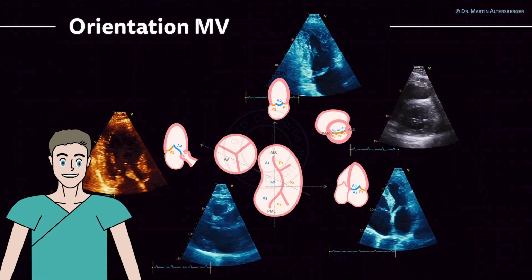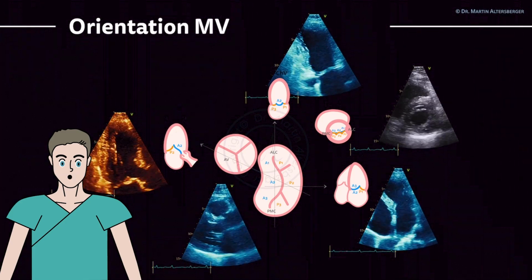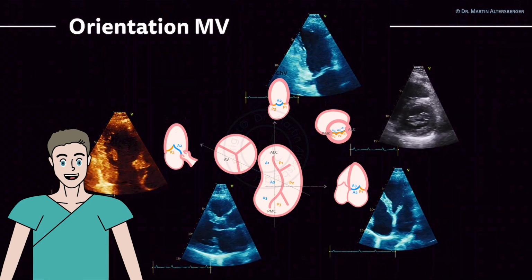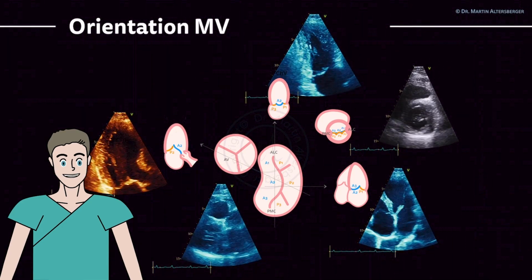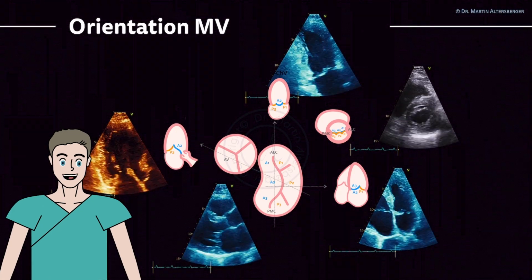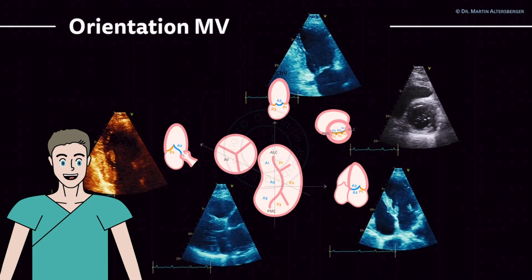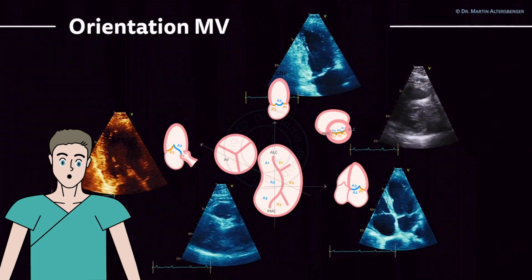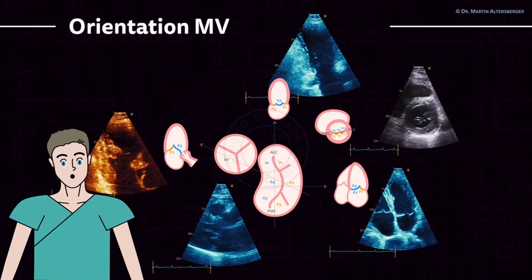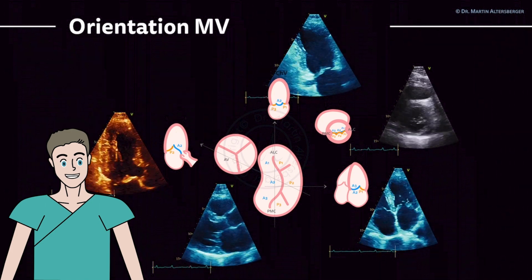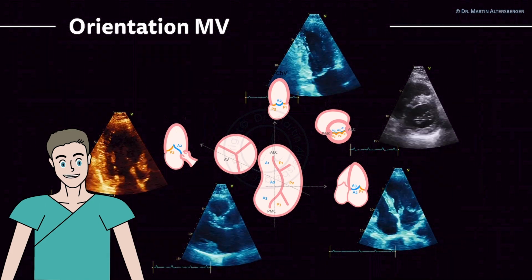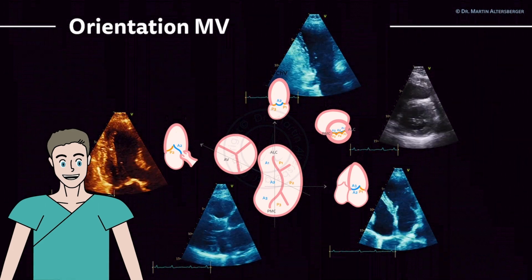So in this case, we have several images and several loops, and we do see the several segments. We can see here the parasternal short axis view, here the parasternal long axis view, and the 4-chamber view, the 2-chamber view, and the apical long axis view. So with all of this, you can see the different segments of the valve and you can try to differentiate where the lesion actually is.